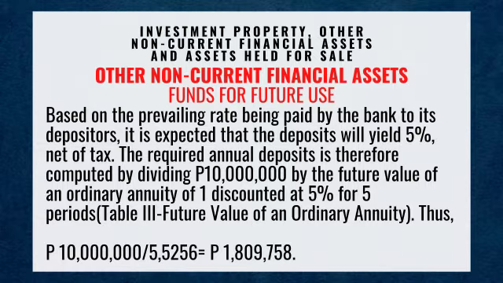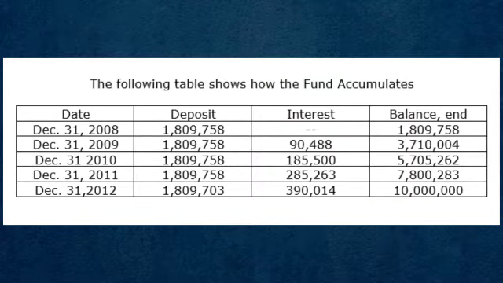The required annual deposit is therefore computed by dividing 10 million by the future value of an ordinary annuity of 1 discounted at 5% for 5 periods. Table number 3, future value of an ordinary annuity. Thus, 10 million pesos divided by 5.25256 is equal to 1,809,758 pesos. The following table shows how the fund accumulates.